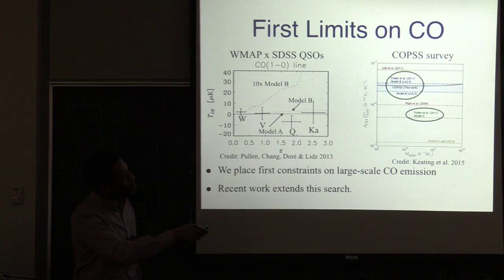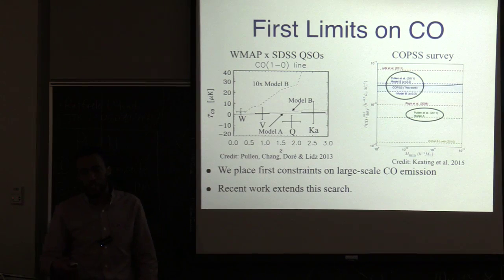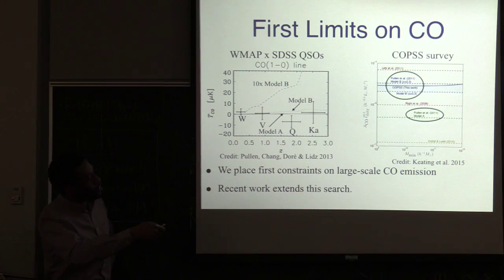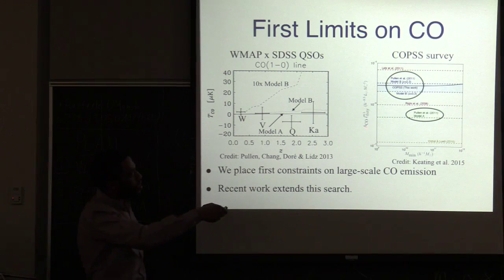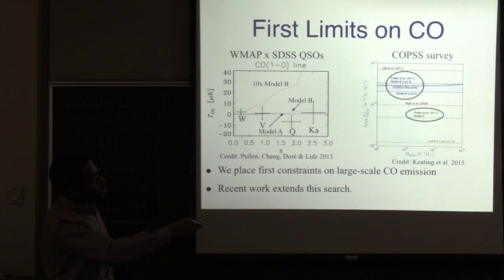And this was followed up by measurements from the COPSS survey, which uses data from the CARMA spectrograph. And so here are the limits determined by the COPSS survey, which also measures CO emission in an intensity mapping manner. And what we find here is that my optimistic model is now starting to get ruled out, but my pessimistic model is still here.